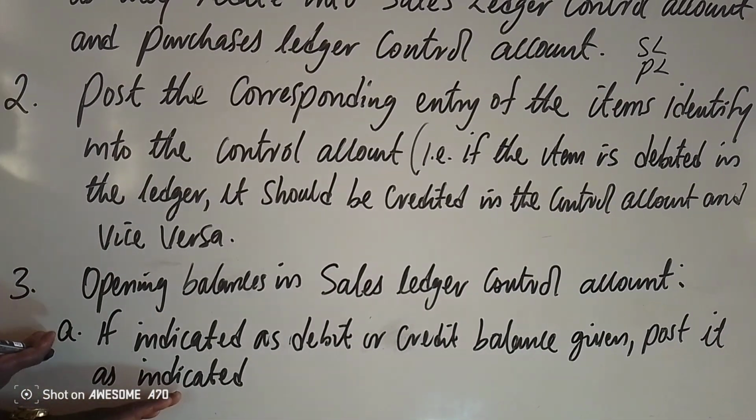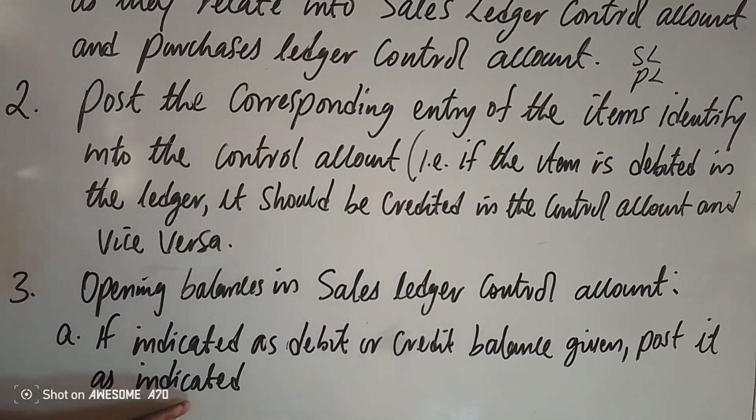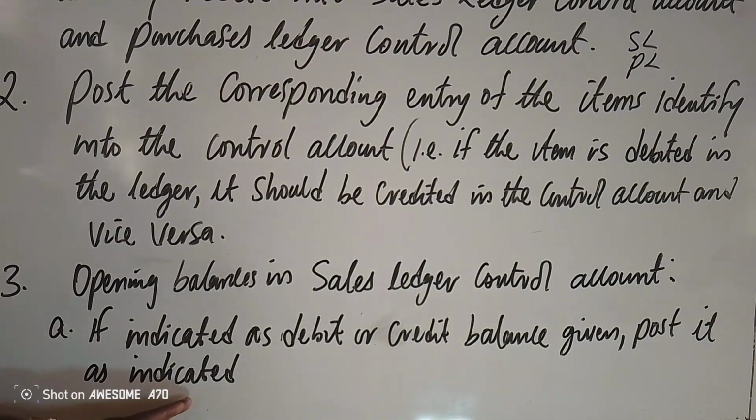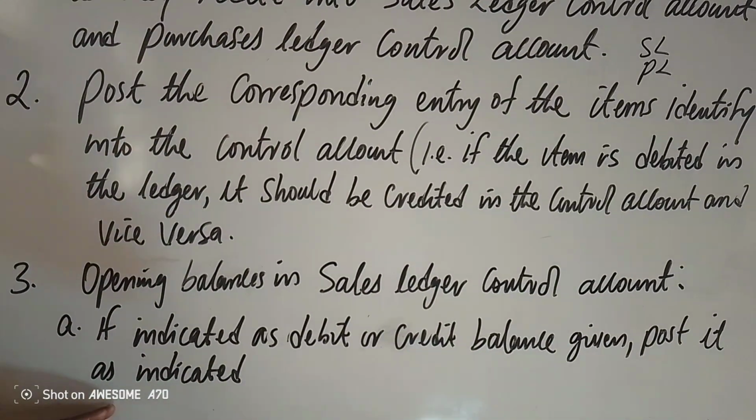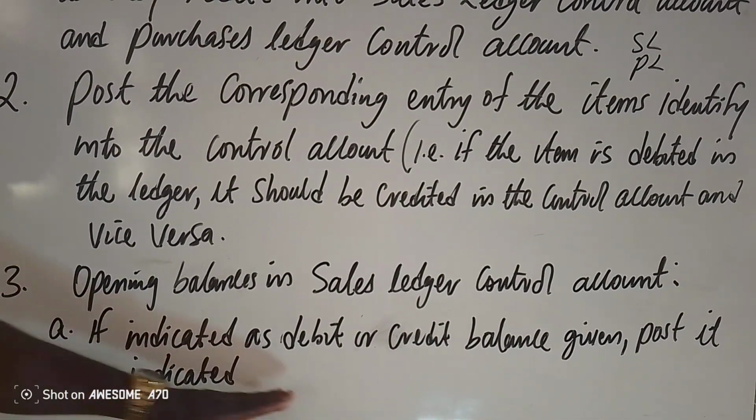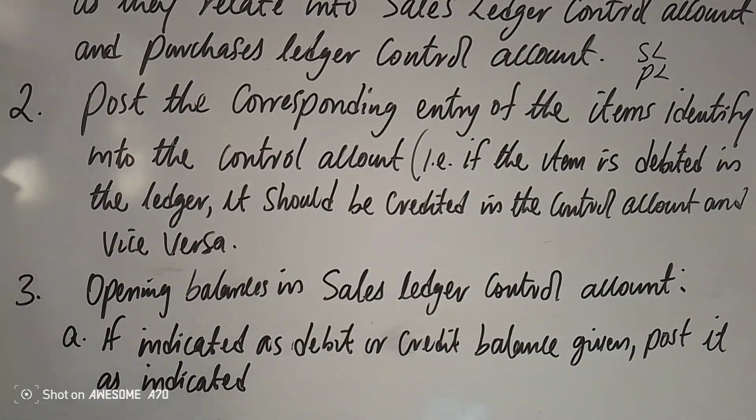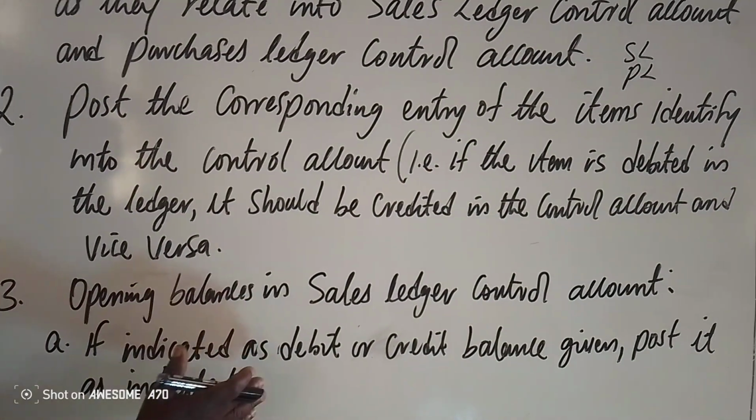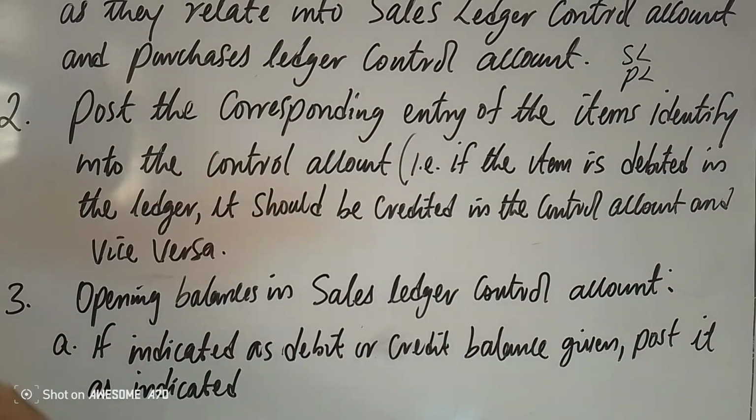That is, in a given question, if an examiner says the opening balance of sales was a debit balance, it means take it to the debit side of the sales control account. If the examiner says that the opening balance of the sales ledger is a credit balance, it means take it to the credit side of the sales control account. That's what I'm talking about, the indication here. The question or the examiner will indicate clearly that the opening balance in the sales ledger was a debit balance, or this one was a credit balance. So post as indicated means post them on the respective side as the examiner mentioned or as you discover it in the books.